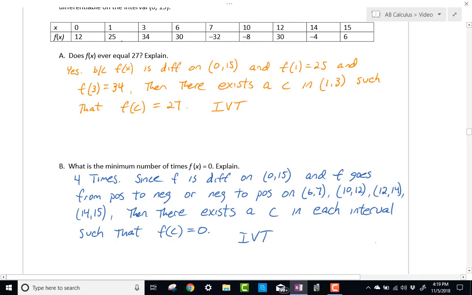So if I look at this particular interval right here, I know that f went up in that interval, and then I know that f went back down in the next interval. So somewhere in there, we went from increasing to decreasing. All right? So increasing to decreasing. So we could use the interval from 1 to 6.